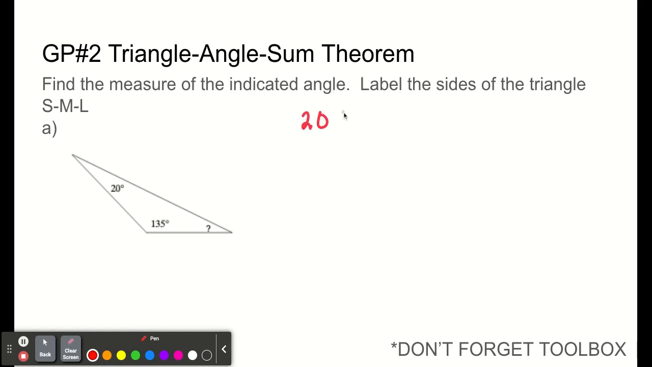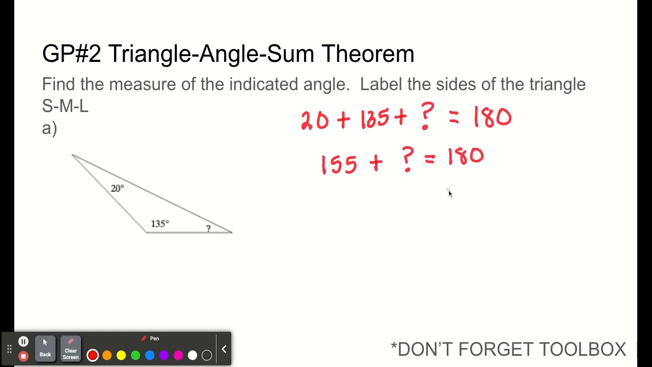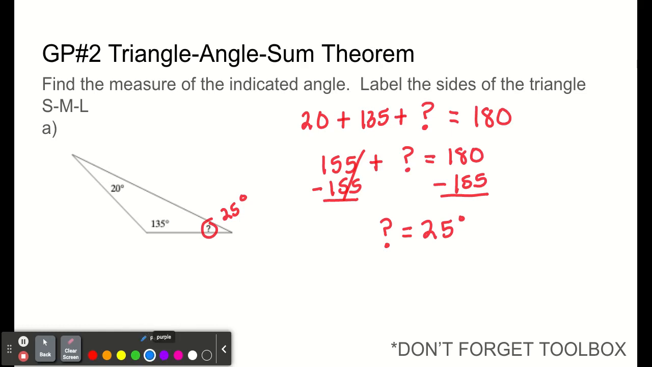So we're going to write this as 20 plus 135 plus question mark is equal to 180 degrees. 20 plus 135 is going to be 155 plus question mark is equal to 180. Then we subtract 155 on both sides, giving us a missing angle of 25 degrees. So then from there, we want to label the sides, small, medium, and large.